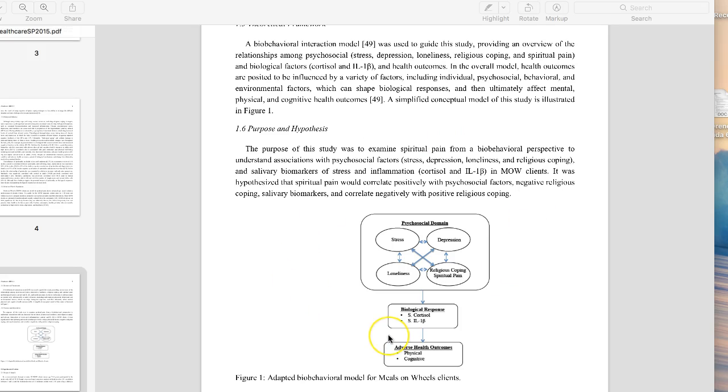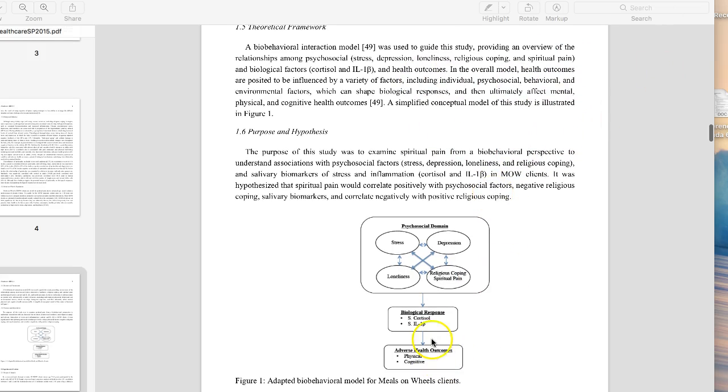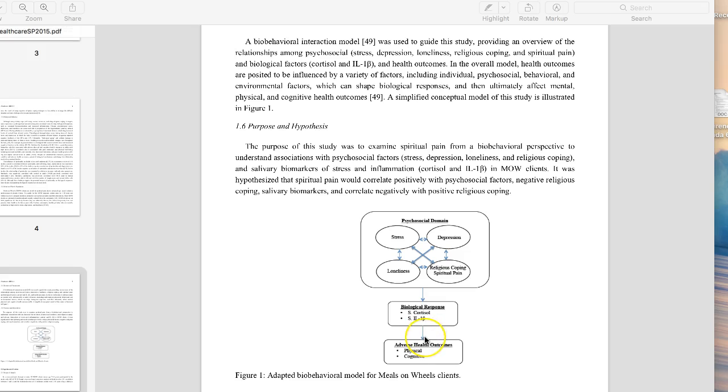This one that I chose, I needed to use a biobehavioral interaction model because my underlying theory behind all of this was that stress, depression, loneliness, religious coping, spiritual pain, all of these psychosocial factors right here interact and influence each other. They will collectively or by themselves influence the biological response, so the salivary cortisol and salivary interleukin 1 beta that I measured, which will ultimately affect health outcomes.